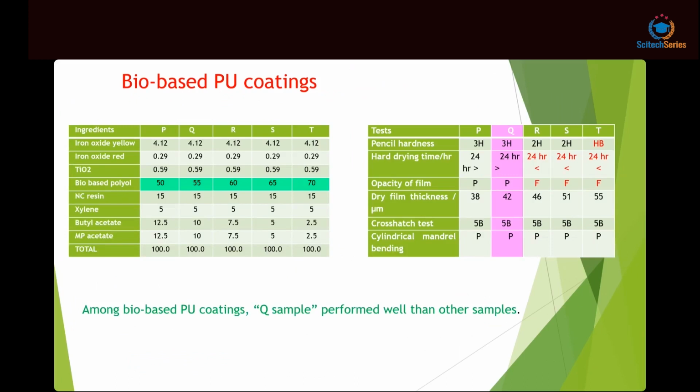Right, now you can see bio-based PU coatings. Here are the PU coating formulations I have synthesized. P, Q, R, S, T are the 5 different PU based direct to metal coatings. The main difference is that I have changed the amount of bio-based polyol here.